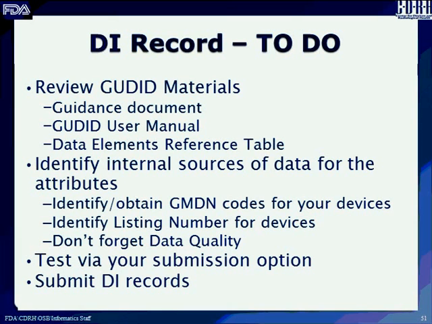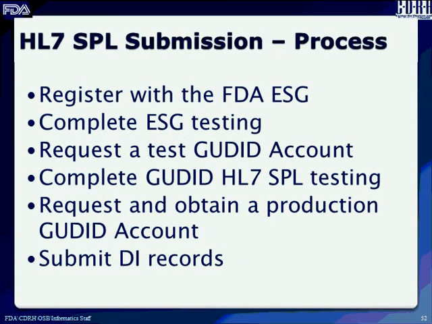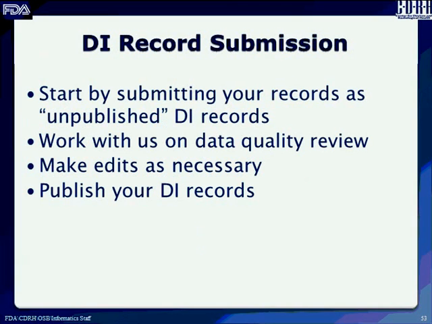So HL7 SPL, I mentioned that we are going to have a recorded training that we will be posting on our website on the process for SPL submission, but at a very high level, you need to register with the FDA Electronic Submissions Gateway. You need to complete the gateway testing. You need to request a Test GUDID account, complete the GUDID testing, and then you can obtain a production account and submit the DI records. And information on this is also available on our website. Look under the HL7 SPL option.